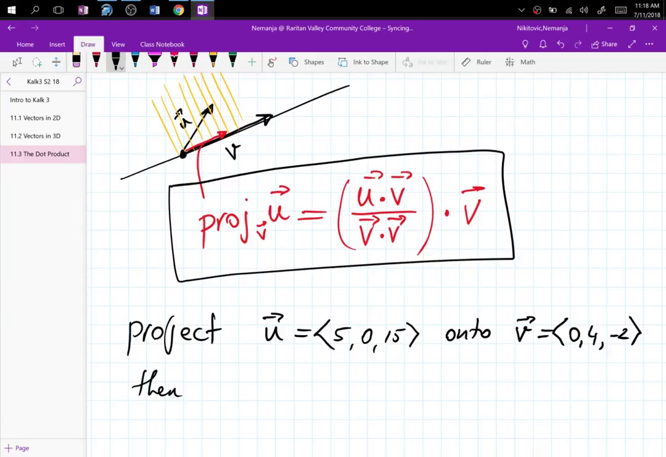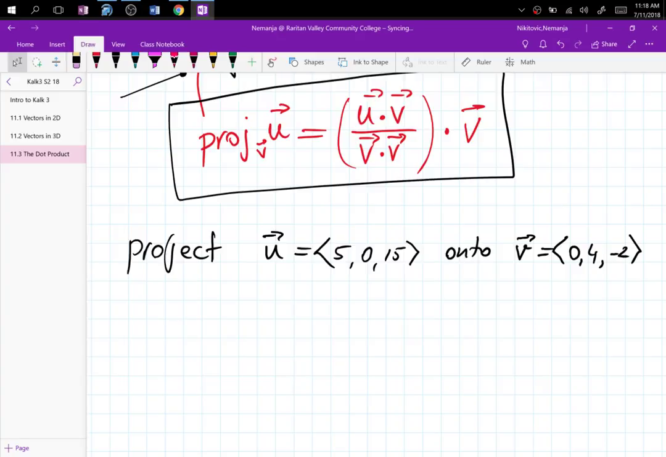Then let's do one at a time. I want to do backwards as well. I want to project v onto u as well. So both projections, u onto v and v onto u. Are you expecting the same answer? Okay, let's go.